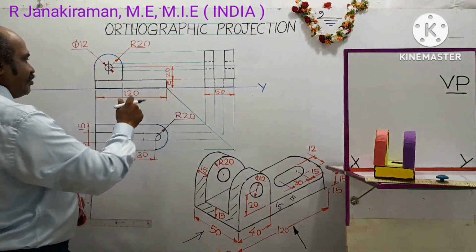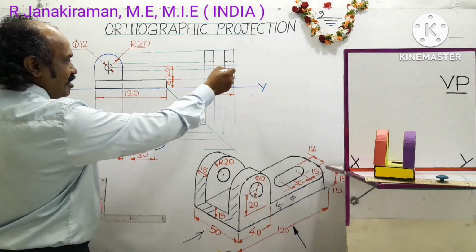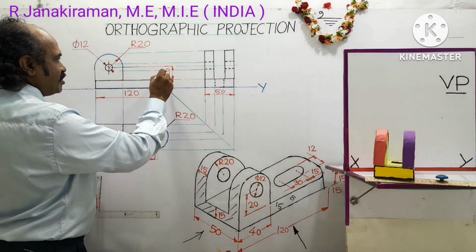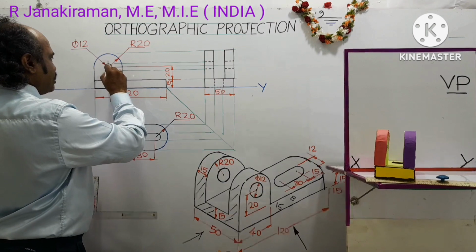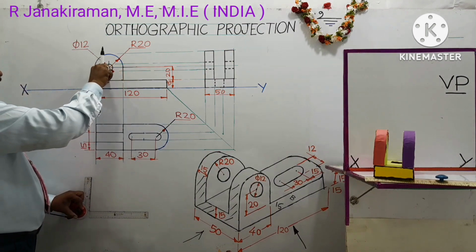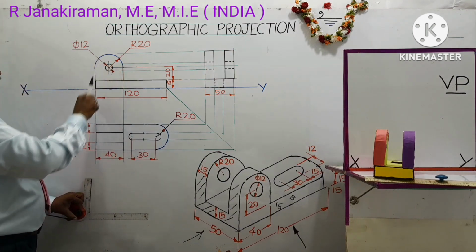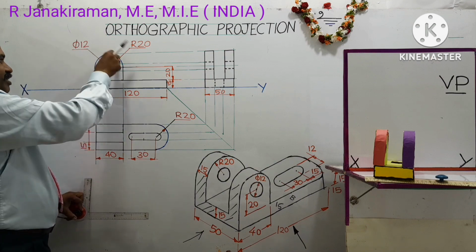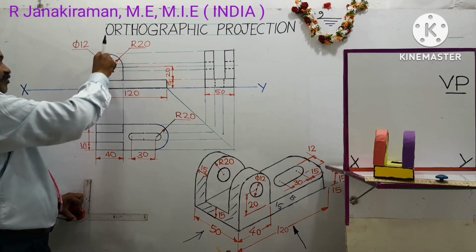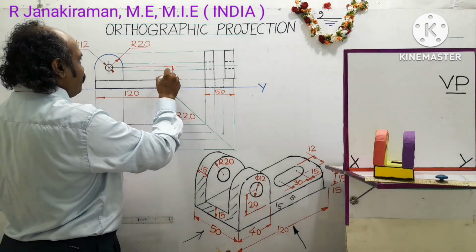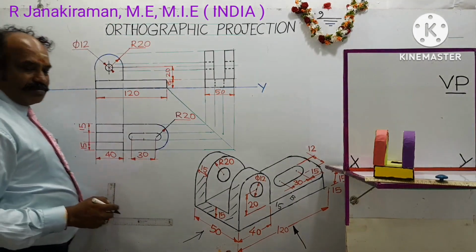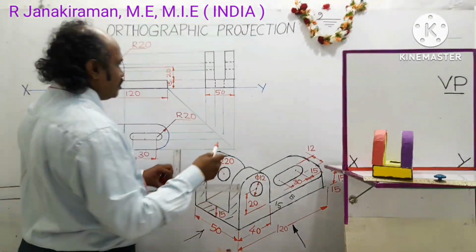The overall height of the object shall be marked on this diagram. 15 plus 20 up to the center point of the circle will be 35 mm, and then the radius of the circle is 20. So 15 plus 20 plus 20 will be 55 mm. So let us dimension this.